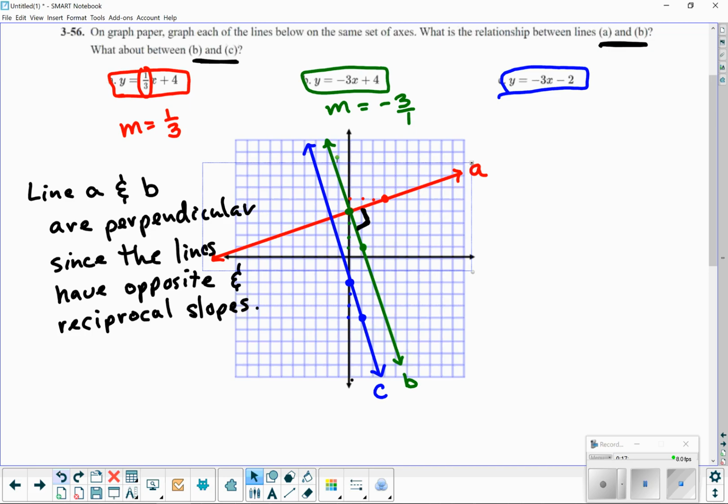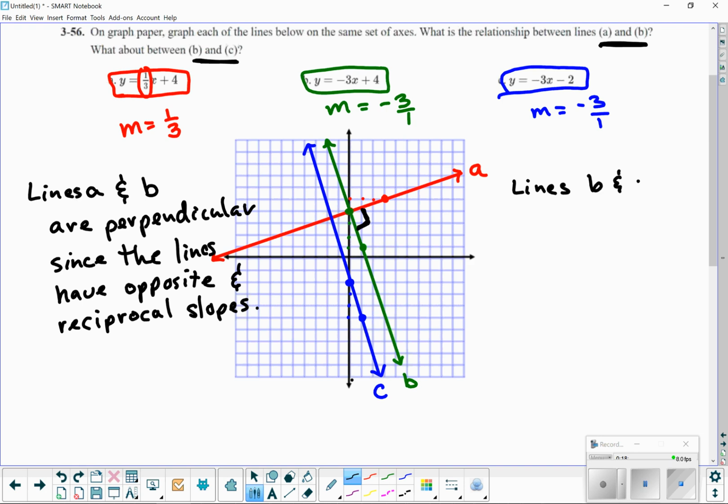But one thing to figure out is take a look at the slope for B and C. B is already right here, and C, the slope is right here also. -3 means that the slope is -3/1. So therefore, you look at the slope, they're the same in both. So you can say lines B and C are parallel.